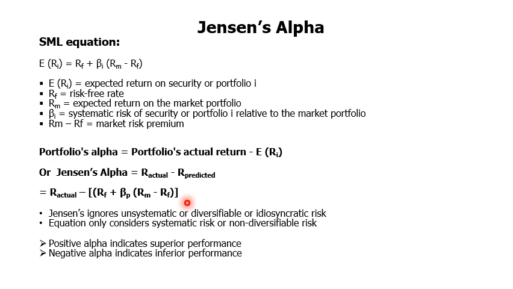Note that the equation ignores the unsystematic or the diversifiable risk or the idiosyncratic risk of the portfolio. This is because beta is basically a relative measure of systematic risk only. It does not consider unsystematic or diversifiable risk. A positive alpha indicates superior performance and a negative alpha indicates inferior performance.